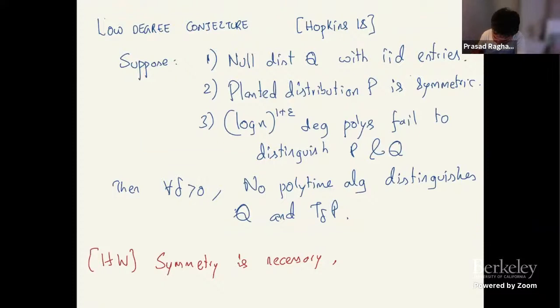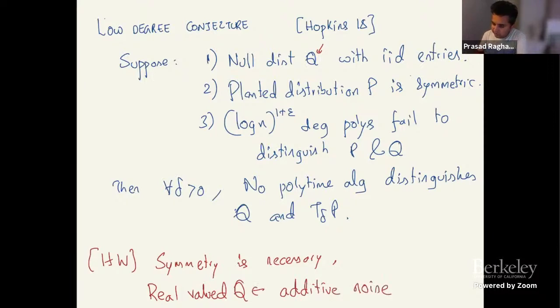Now, alternately, if you have real valued entries in Q, then you have to be careful with the noise model, the way you add noise to the planted distribution. So what you should do is make sure that you have some additive noise. If you don't have additive noise, then you can start encoding bits into the real numbers, and then you can make them distinguishable.